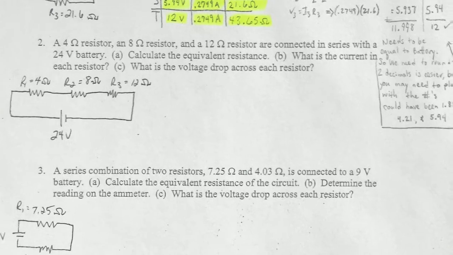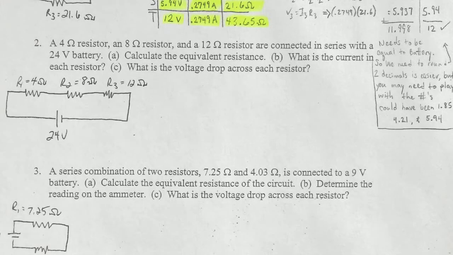Alright, so now we're going to move on to example 2, or problem number 2. We have this circuit drawn. We have our resistance values, and we have the battery. They want us to find equivalent resistance, which is just RT, total resistance, current going through everything, and the voltage drop.